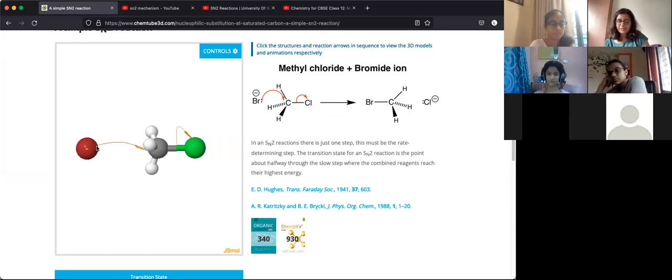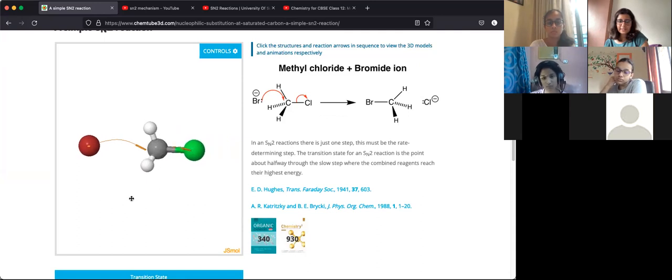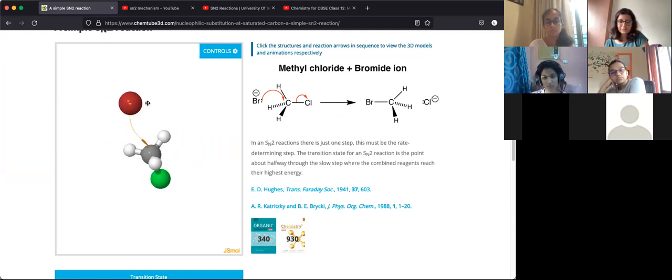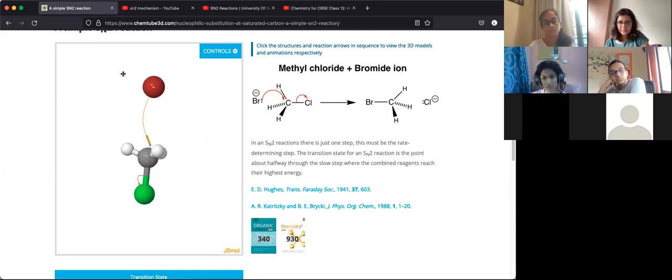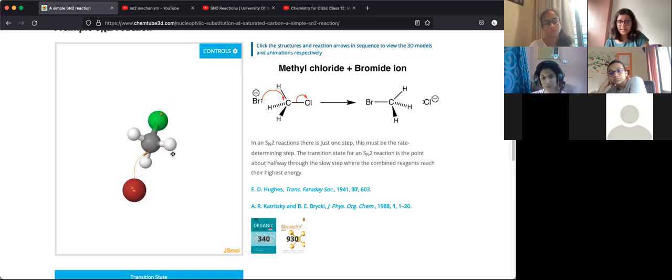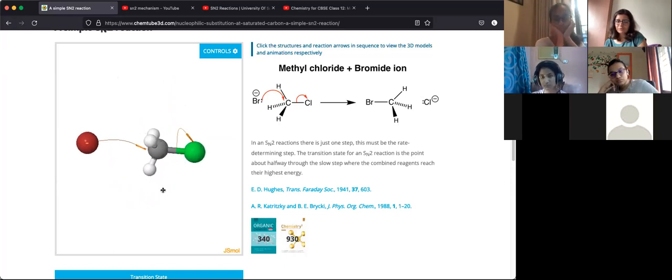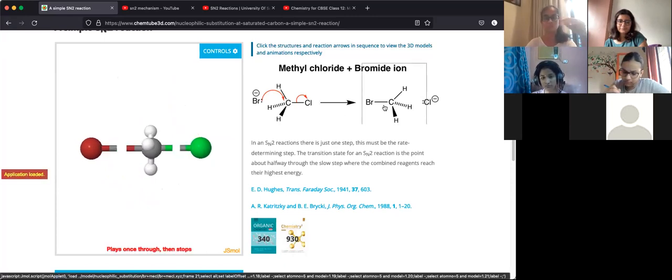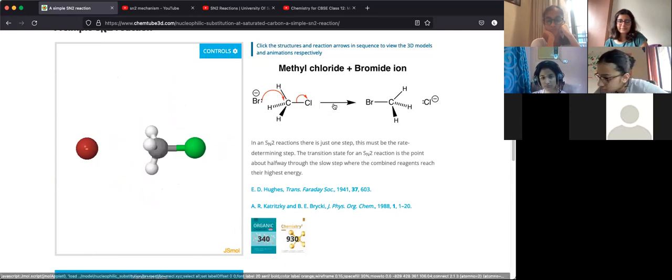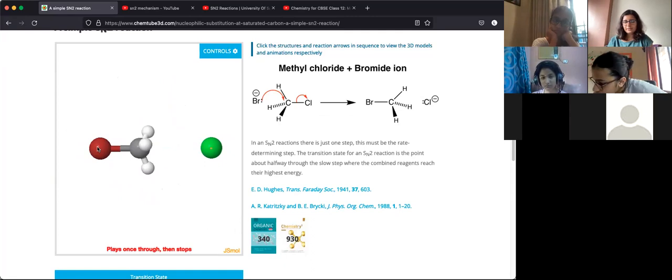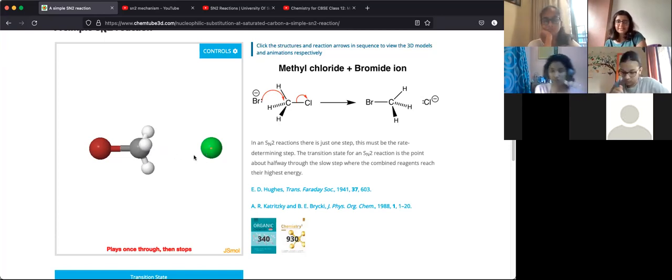When this comes closer, it slowly starts forming a bond with the carbon. So the bromide is essentially donating its electrons to the electron deficient carbon atom. This is what this arrow mark represents. And at the same time, as bromine is giving its electrons here, carbon has extra electrons, so it is willing to let go of this bonded pair of electrons to the chlorine. That's what these arrows represent. Let me replay that. So the bromine forming a bond with the carbon while the carbon breaks the bond with the chlorine is happening simultaneously.